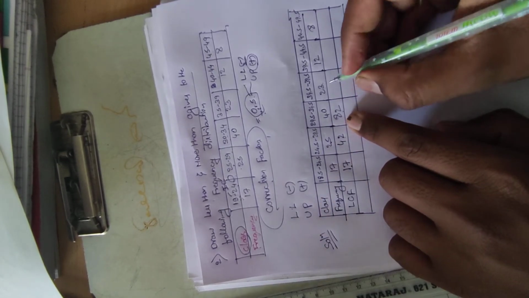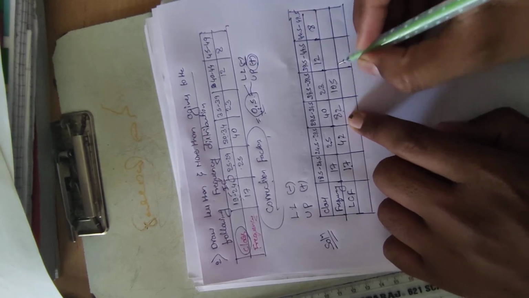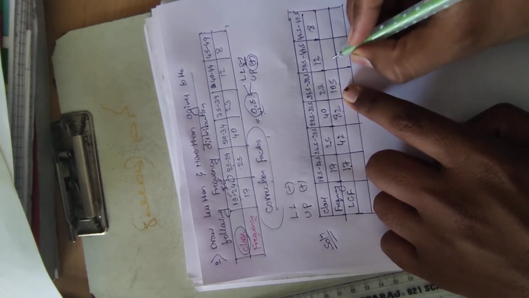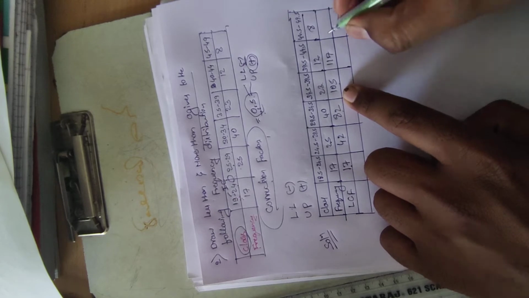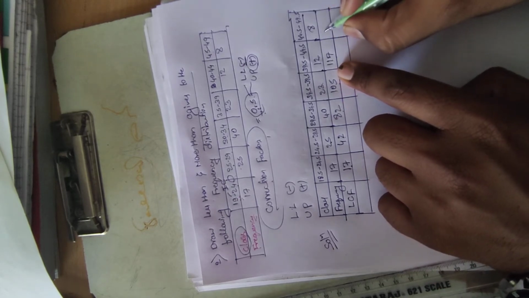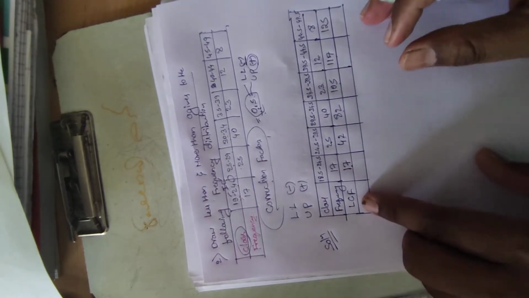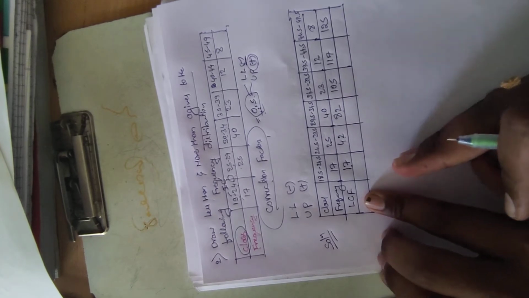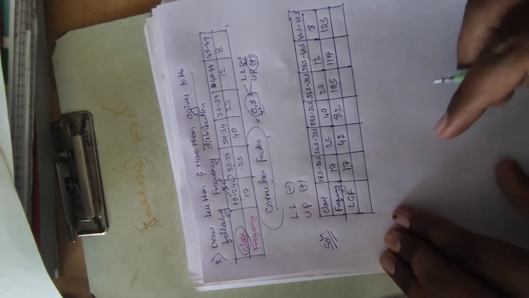82 plus 23 will get 105. 105 plus 12 will get 117. 117 plus 8, 125. This is the way of identifying the LCF. We have to add frequencies one by one. Next, MCF.